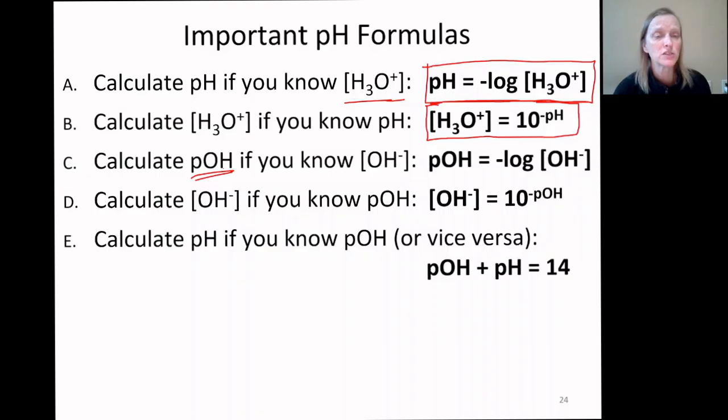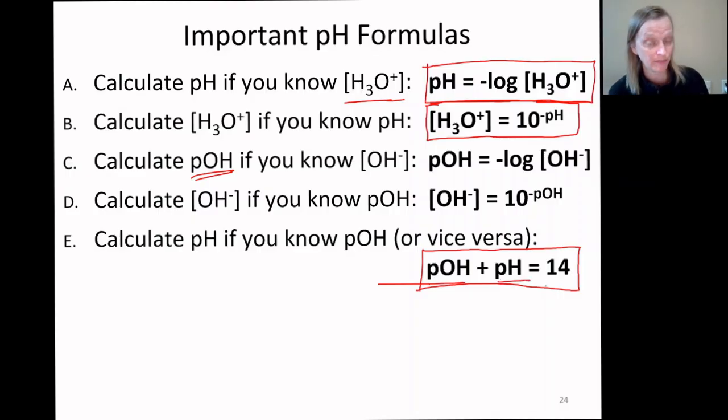pOH. pOH is something that perhaps you haven't heard of before. Most people have heard of pH, but they haven't heard of pOH. pOH is a measure of the concentration of hydroxide ions. And the relationship between pOH and pH is that they always add up to 14. It is sometimes easier to measure the concentration of hydroxide ions than it is to measure the concentration of hydrogen ions. So it's useful to be able to switch back and forth between the two.